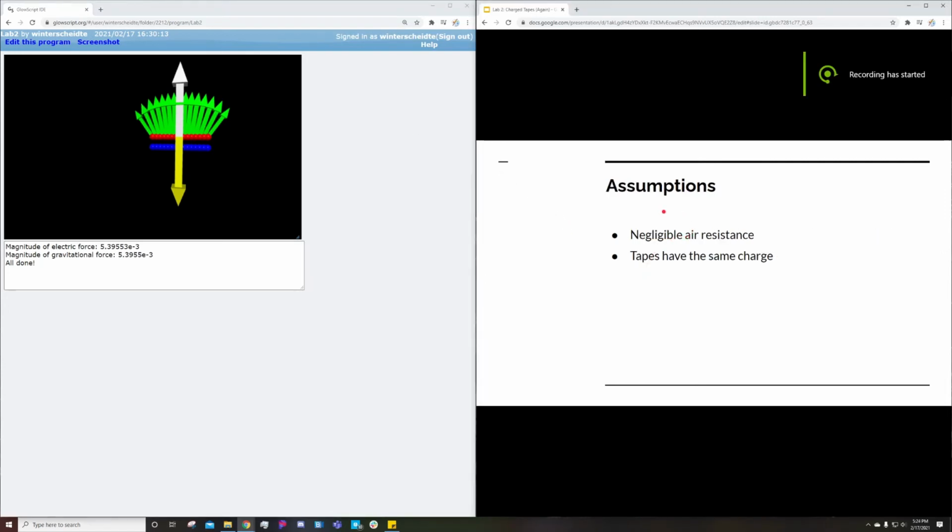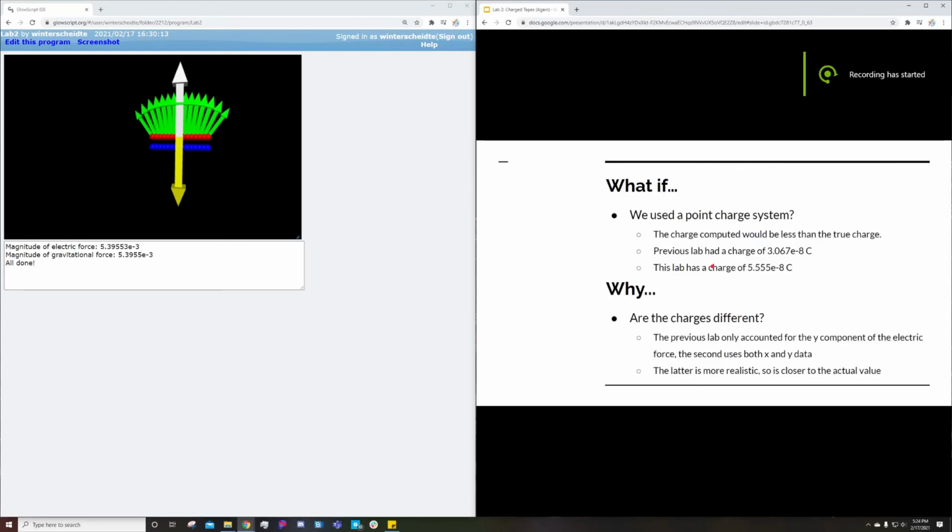Some assumptions that we had to make for this model to be accurate is that air resistance is completely negligible, and that the tapes both have the same charge. Questions that were asked were, what if we used a point charge system?